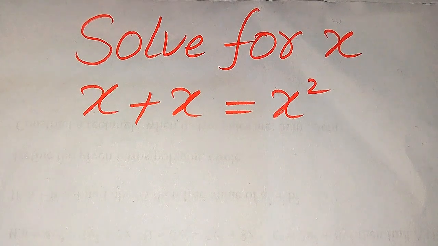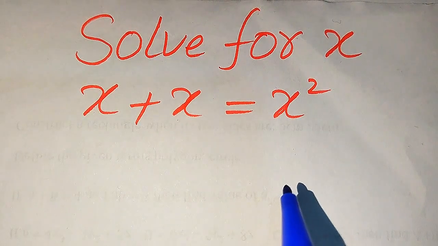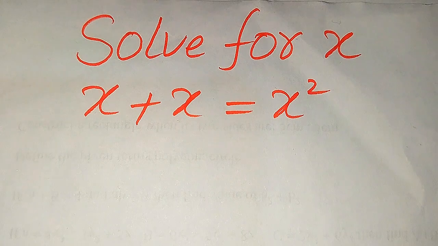Hello everyone, how to solve this problem for the values of x if we have x plus x is equal to x square, and we solve this problem for all the values of x. So here first we find all the roots of this equation, and at the last we will verify which of the roots are solutions and which of the roots are extraneous roots.